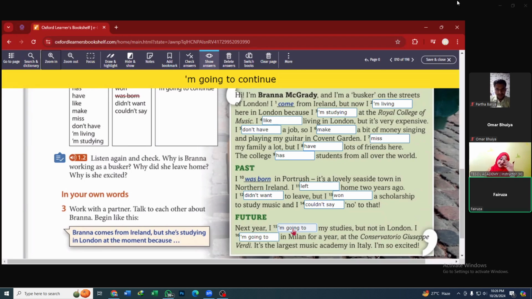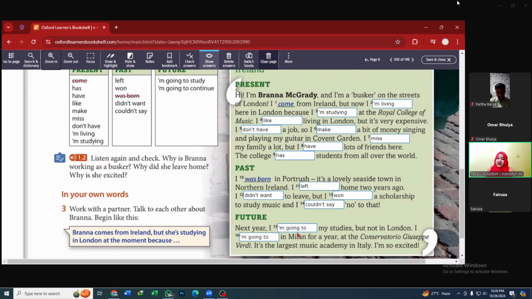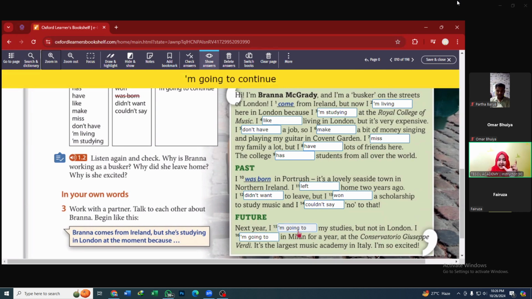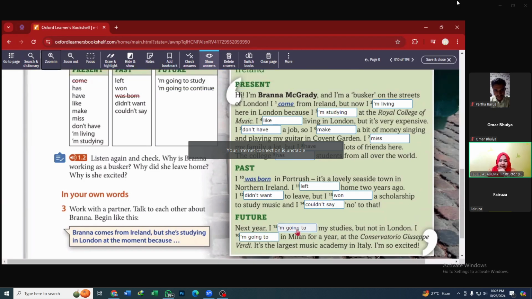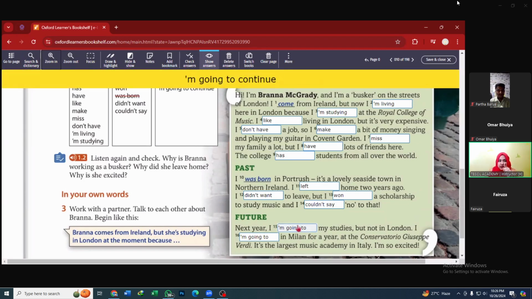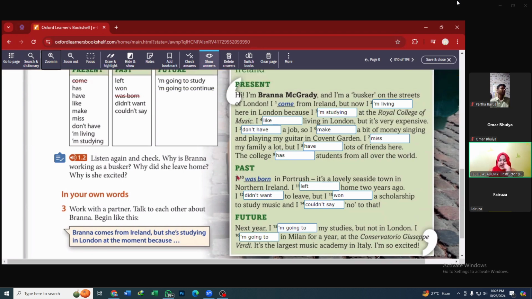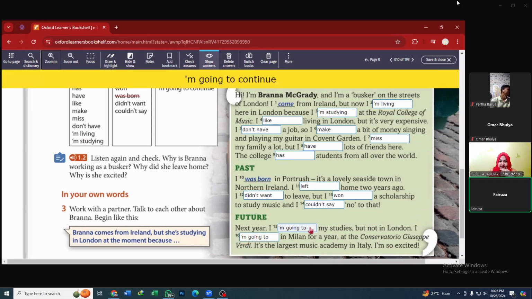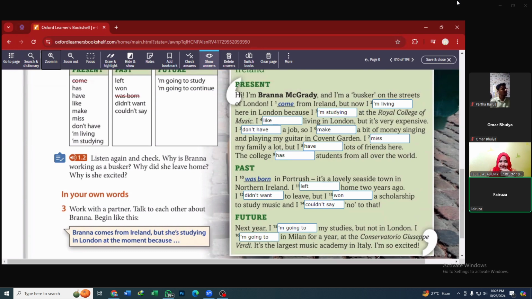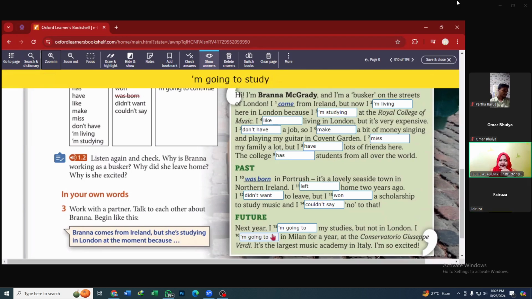Future. Next year, I am going to continue my studies, but not in London. This is a big answer, so it is not in the blank. There is a yellow bar that I just opened, and the full answer is there. So read that: I'm going to continue my studies, but not in London.